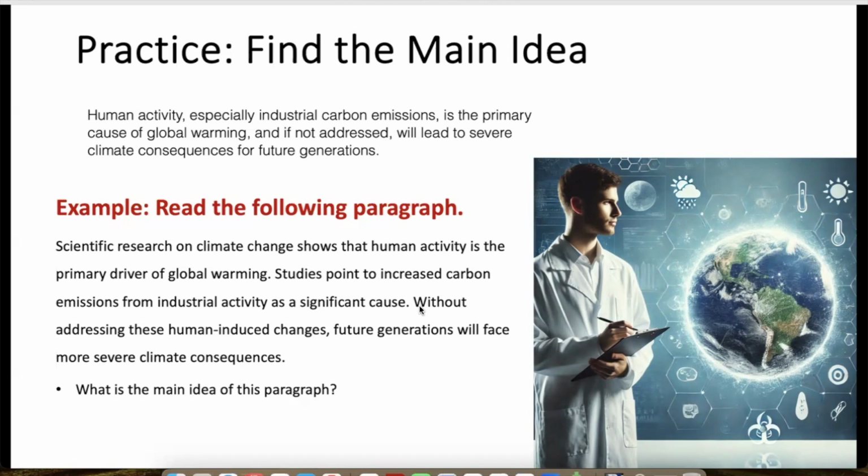And what is that? If we do not address these changes appropriately, then in the future we might suffer lots of severe climate consequences. So you see, the main idea is a combination of all the sentences. It's kind of like a gist. Why? Because I skimmed it and tried to write a sentence which contains all the ideas in the text.